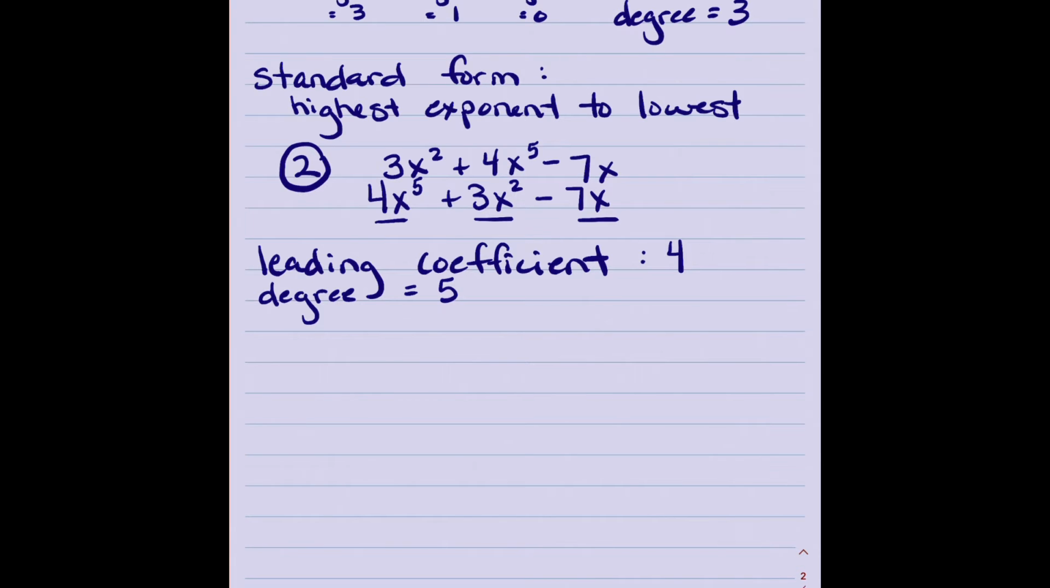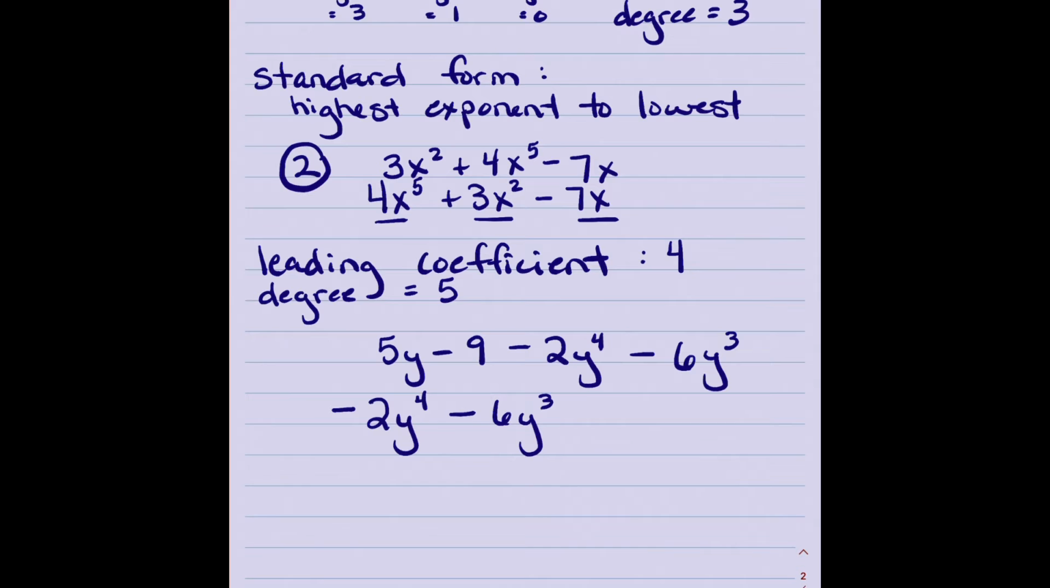All right, one more example there. 5y minus 9 minus 2y to the 4th minus 6y to the 3rd. We're just going to arrange this. Watch out for negatives. They stay with their number. Minus 2y to the 4th, minus 6y to the 3rd plus 5y minus 9. None of that was combinable.